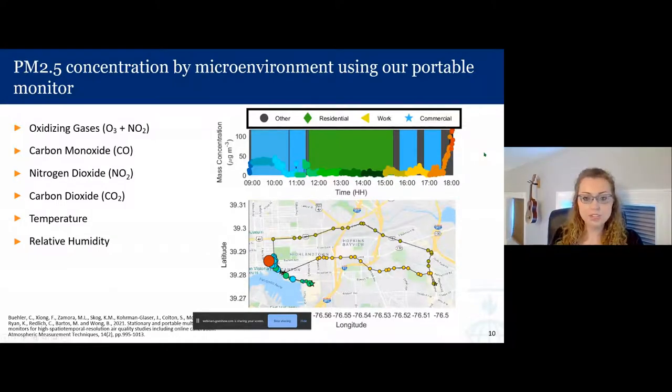That's really helpful to understand emissions. The nice thing about this monitor is this is a PM 2.5 map, but we can do that with any of these factors that we're also measuring. So if we are really interested in carbon monoxide, we can do a plot like this, real time GPS data and the carbon monoxide.